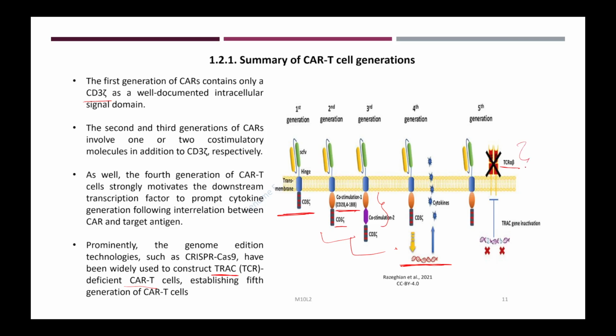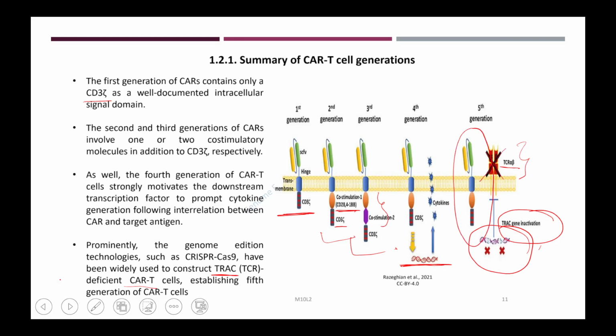If they are expressed on these modified CAR T cells, they will cause alloreactivity. So to avoid that alloreactivity, these TCR genes have been knocked out from the modified CAR T cells, and that is why they are not able to express on the surface, and that is why it becomes a more efficient CAR T cell.